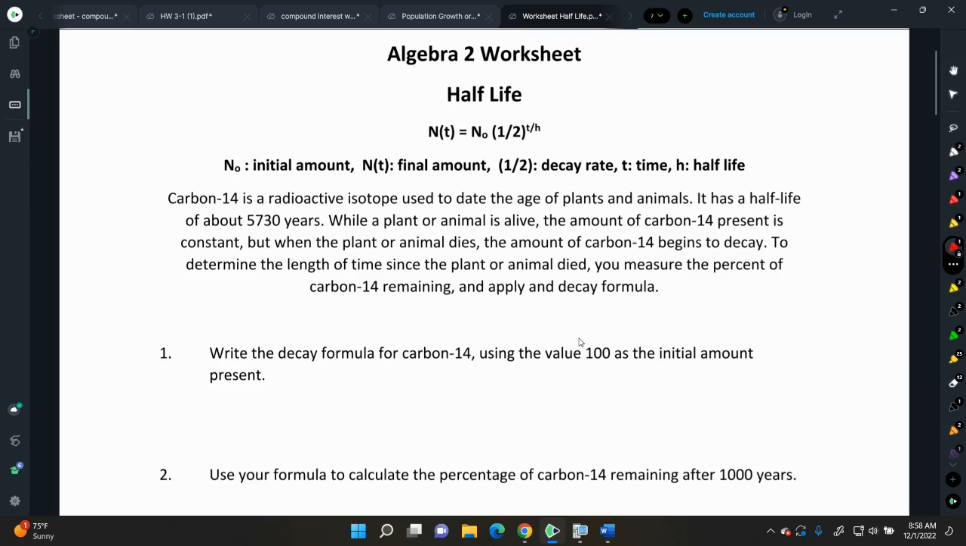So let's look at an example. Carbon 14, we always hear about carbon 14 dating and all that stuff, right? Carbon 14 is a radioactive isotope. How many grams, what's the mass of carbon normally? 12, right? So carbon 14 is going to have, so it's 12, so how many protons and neutrons does carbon have? 6? Cool.